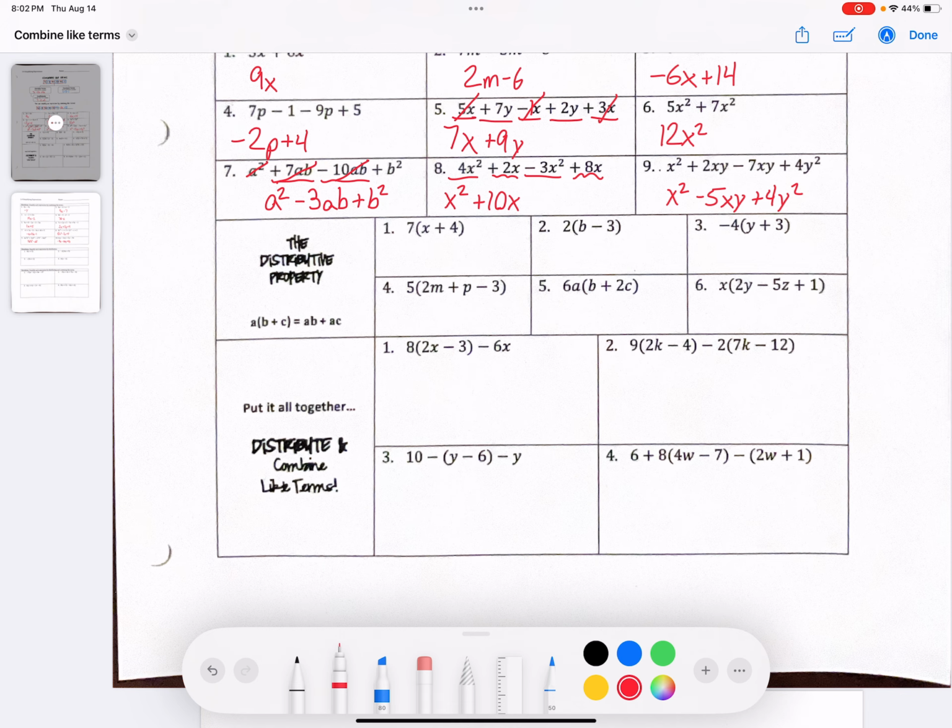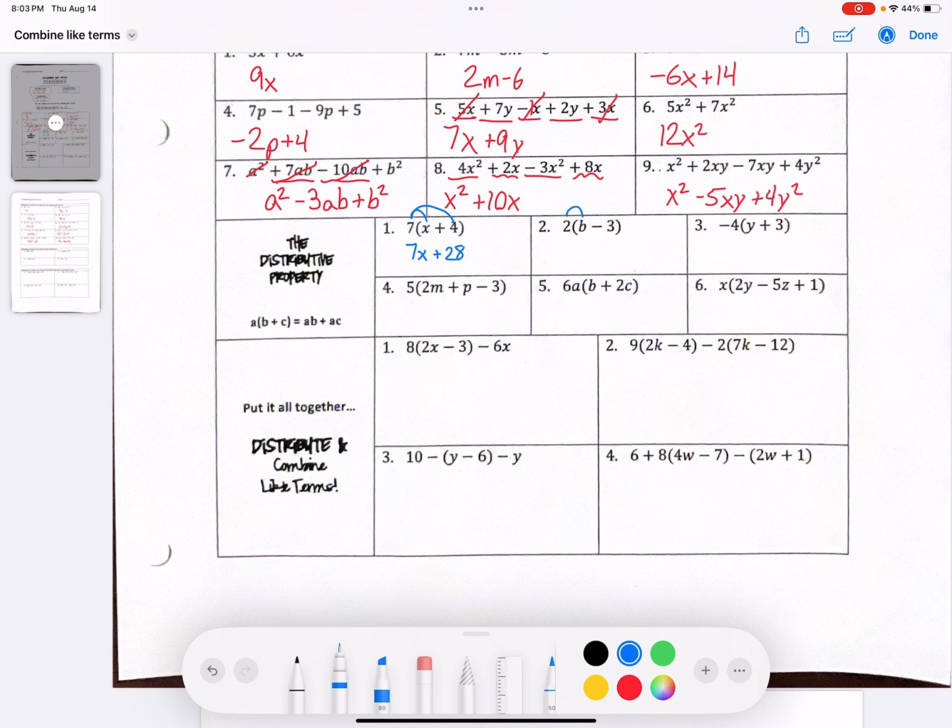So now we're going to talk about the distributive property. Everybody should be familiar with the distributive property. All we're going to do is distribute the 7. When we distribute, we multiply. So 7 times x is just 7x. You just squish them together. And then 7 times 4 is positive 28. And you do have to worry about your signs on these, so make sure you're careful.